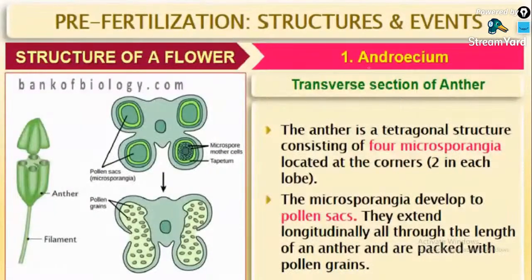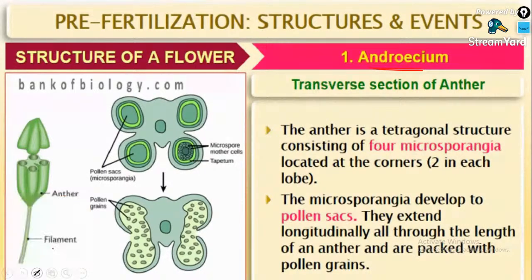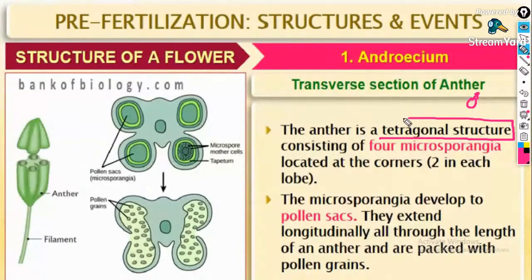Next we are going to discuss about the androecium. What do you mean by androecium? We already discussed it. Androecium is the male reproductive part of the flower. So the anther is a tetragonal structure, which consists of four microsporangia.